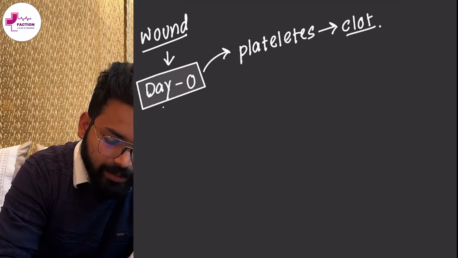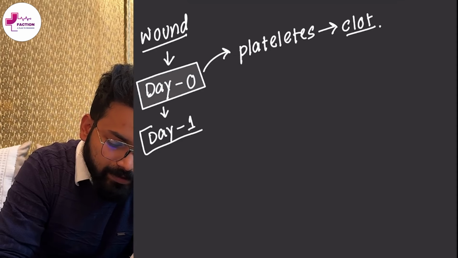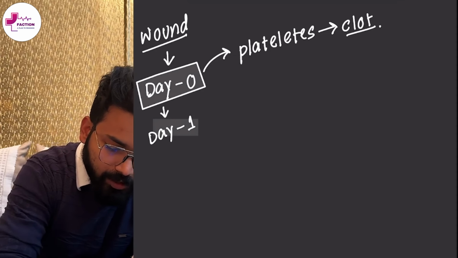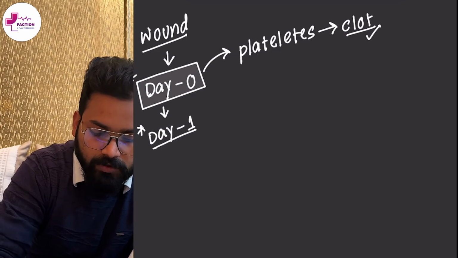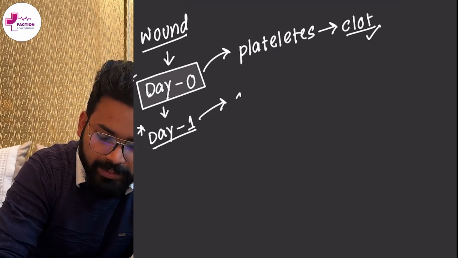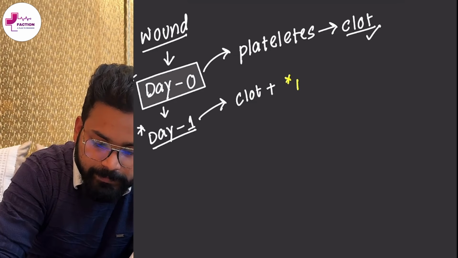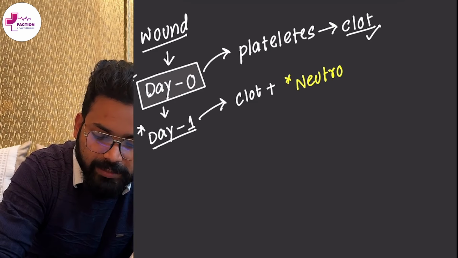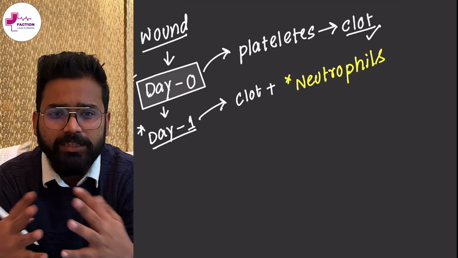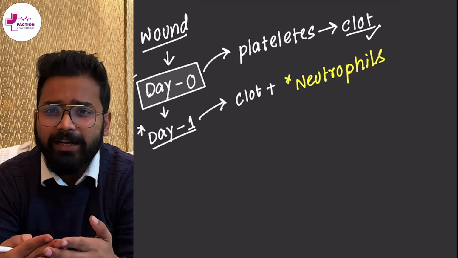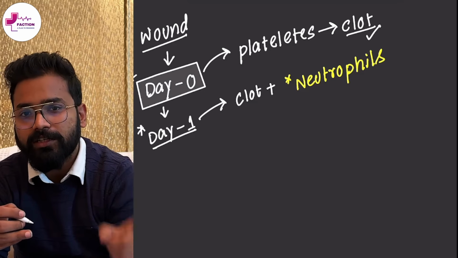In the second step, say I am proceeding one day further. On day 1, already blood clot has taken place. On day 0, we have seen blood has clotted. So on day 1, there is already blood clot present. Now what's new on day 1 is that neutrophils will come. As soon as there is a wound, you know from WBC, the neutrophils are actually the primary line of defense among the WBC. Whenever there is a wound, say there is an incision, then at first neutrophils will come.